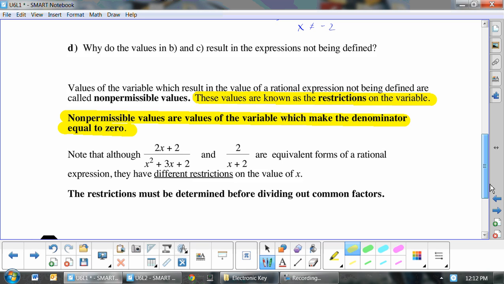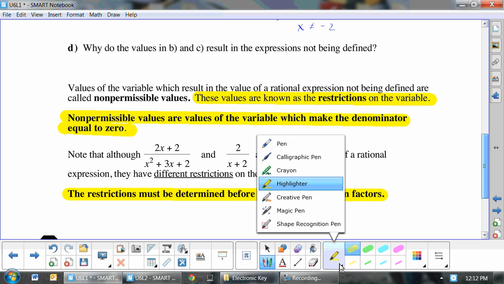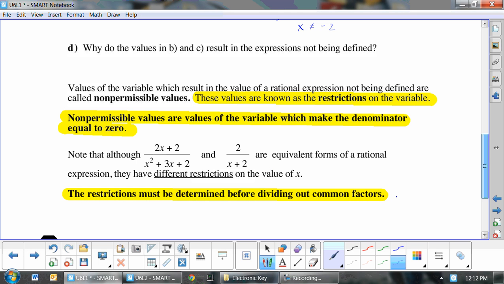Okay? And then definitely highlight this, and it says the restrictions must be determined before dividing out the common factors. So this is like what I said before about you have to find the non-permissibles before you start to simplify. So you can write that, as Josh would say, in English underneath. So, okay, find non-permissibles before simplifying.